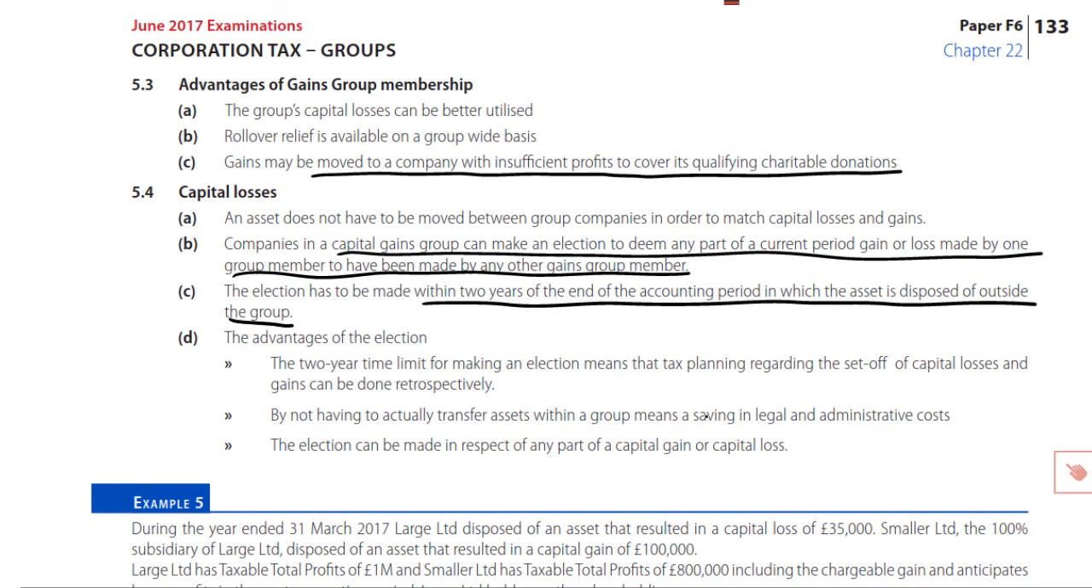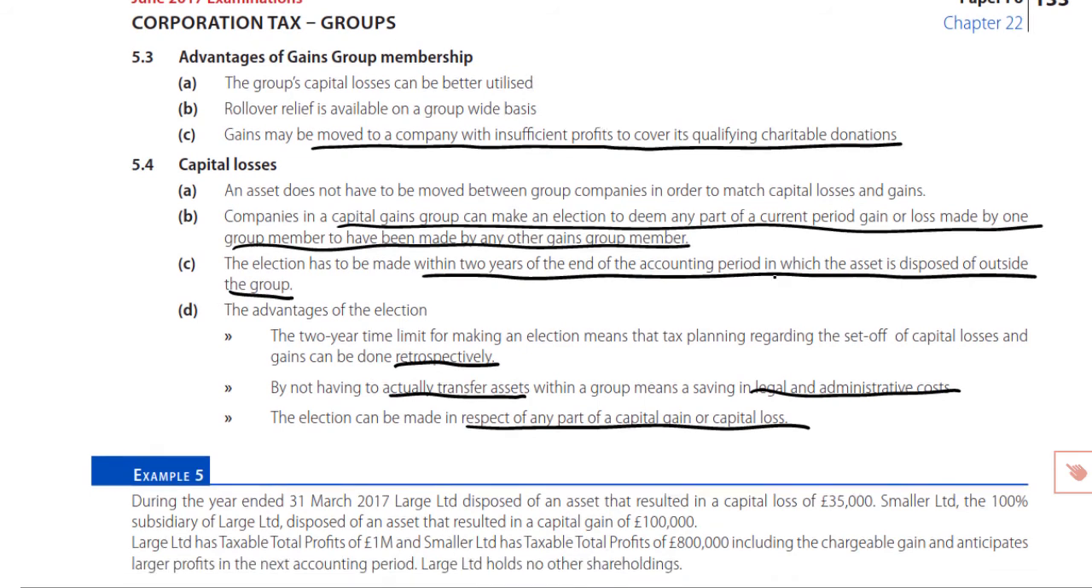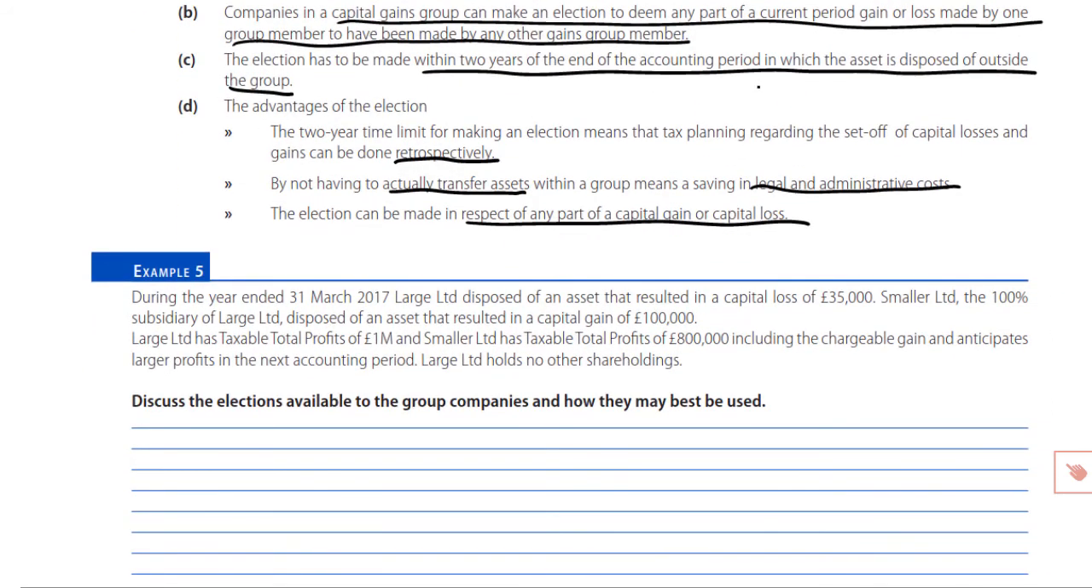The advantages mean that we can do this retrospectively. We can allow companies individually to sell their own assets and not worry about matching. We can do it later. Not having to actually transfer assets within the group means a saving in legal and administrative costs, and the election could be made in respect of any part of a capital gain or loss. Again, it doesn't have to be the entirety of it.